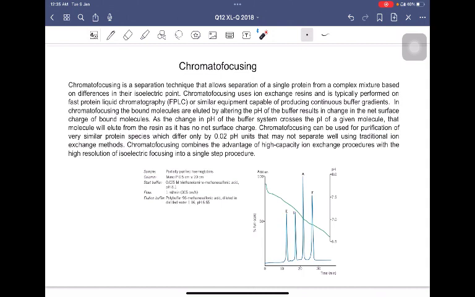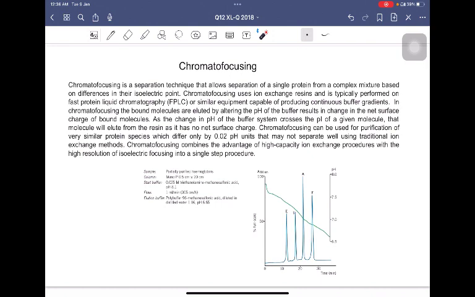In chromatofocusing, the bound molecules are eluted by altering the pH of the buffer, which changes the net surface charge of the bound molecules. As the change in the pH of the buffer system crosses the pI of a given molecule, when the pH is greater than pI, this molecule will elute from the resin as it has no net surface charge. So simply, this technique focuses on the isoelectric point of the proteins.